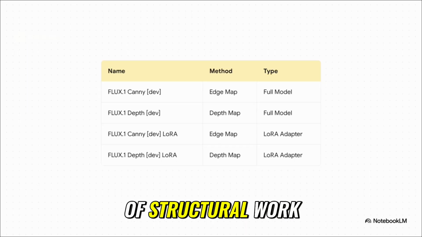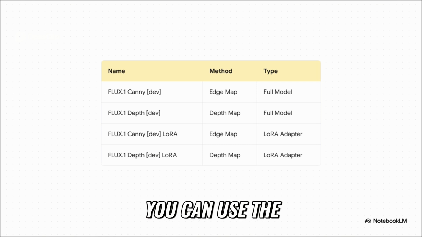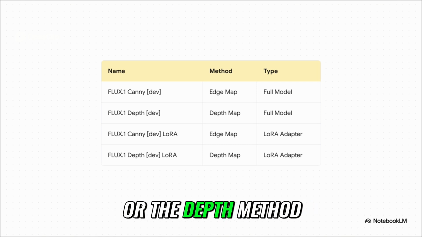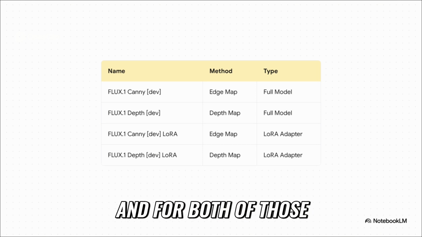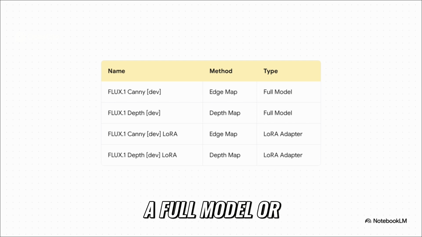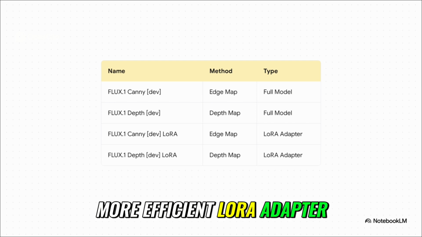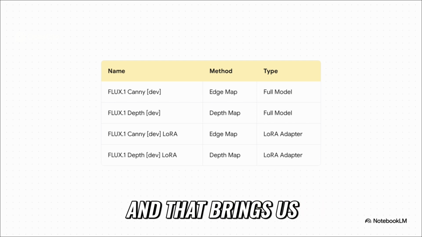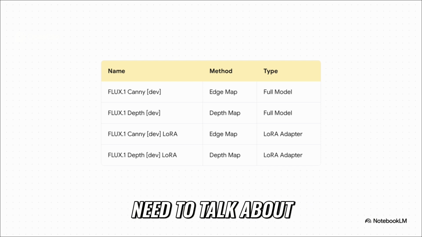So for this kind of structural work, you've got a few options. You can use the canny method for edges or the depth method for that 3D feel. And for both of those, you can either use a full model or a much smaller and more efficient LoRa adapter. And that brings us to something we really need to talk about.